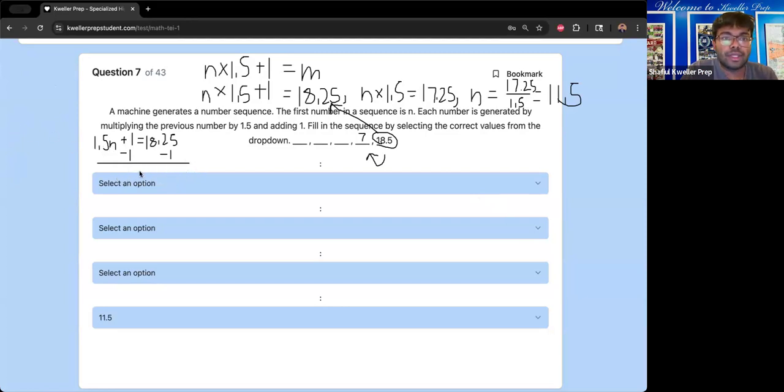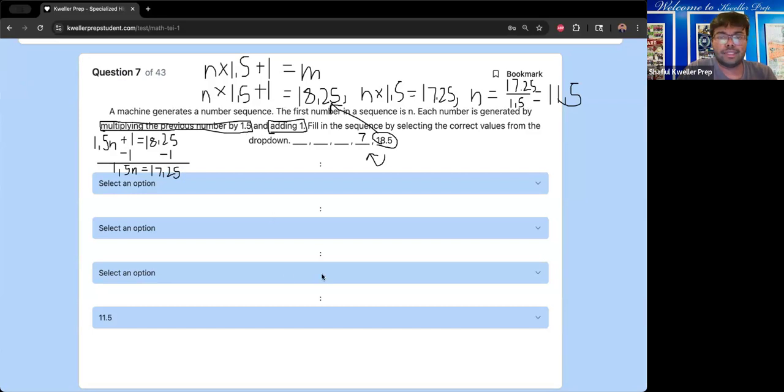How did I come up with this equation? Well, you have to look at the question, right? Question says a machine generates a number sequence. The first number is n. Each number is generated by multiplying the previous number by 1.5. That's 1.5n, multiplying a number by this number, and then adding 1 to that number. So whatever 1.5n is, you add 1. So that's how we got this.